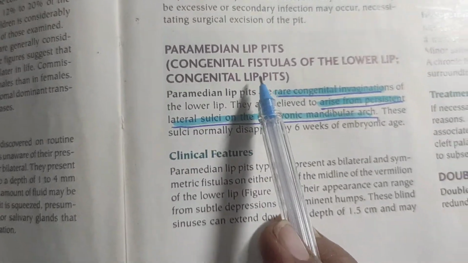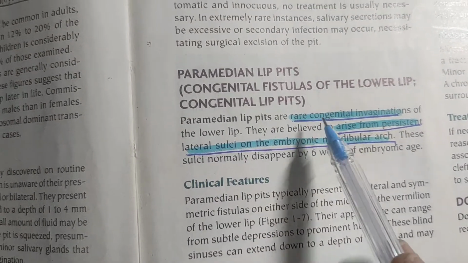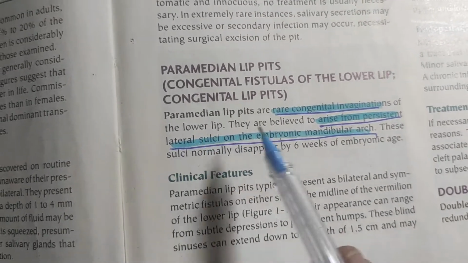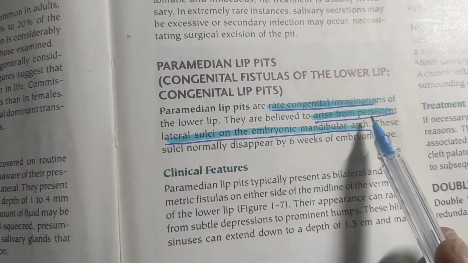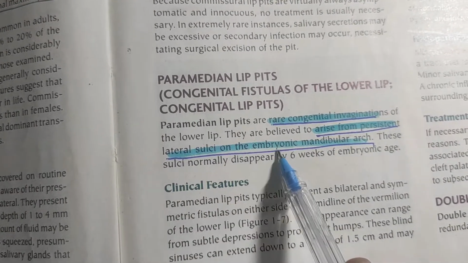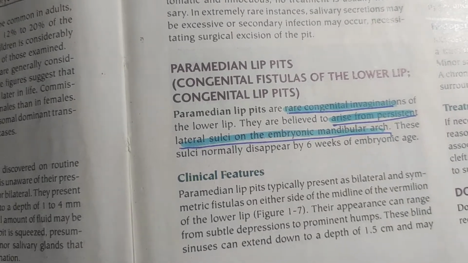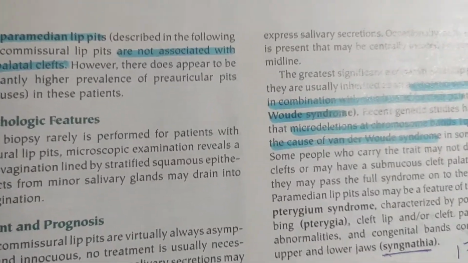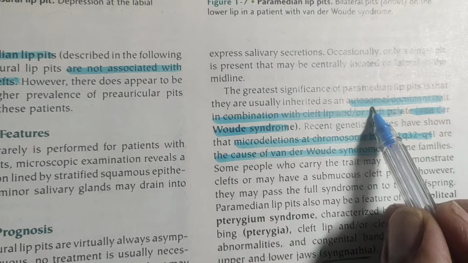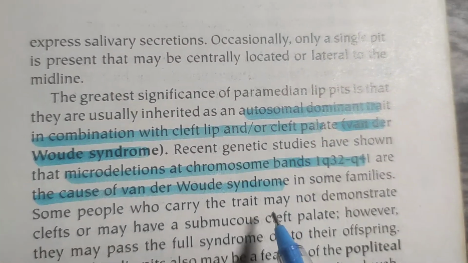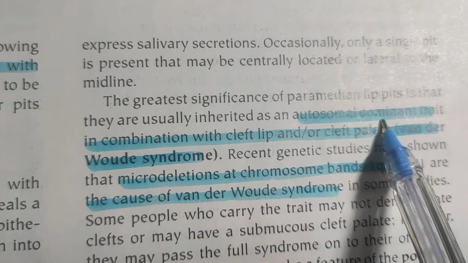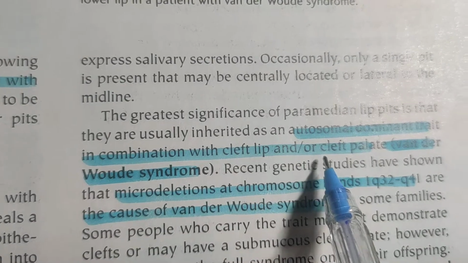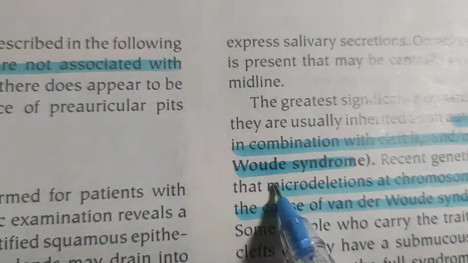So these are the paramedian lip pits. It is a rare congenital invagination of the lower lip. It arises because of persistent lateral sulci on the embryonic mandibular arch. One more important thing in paramedian lip pits is that it is autosomal dominant, and it is a combination of cleft lip and palate. One syndrome is associated with it, that is Van der Woude syndrome.